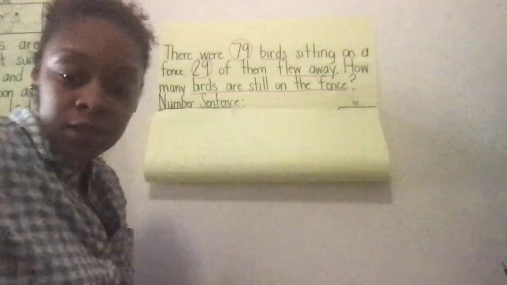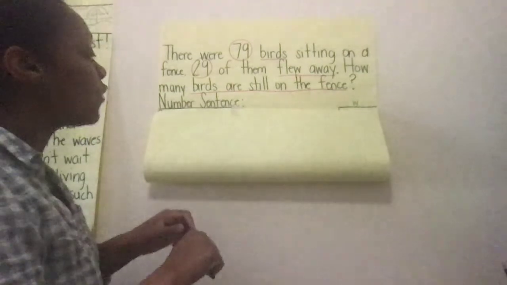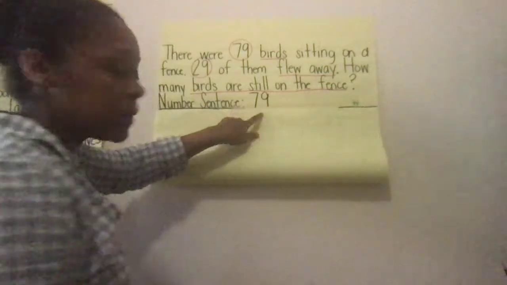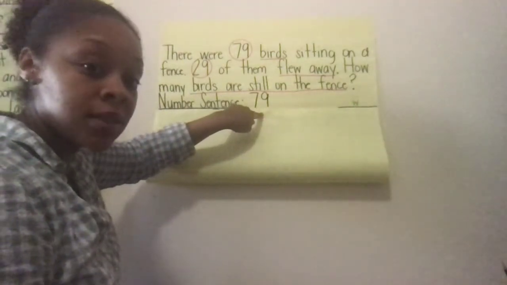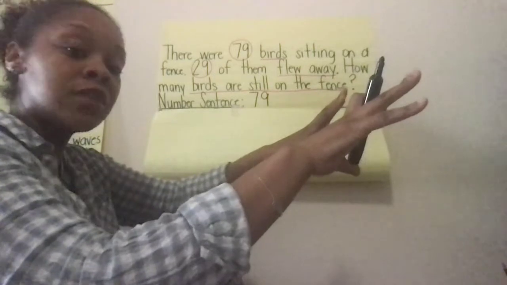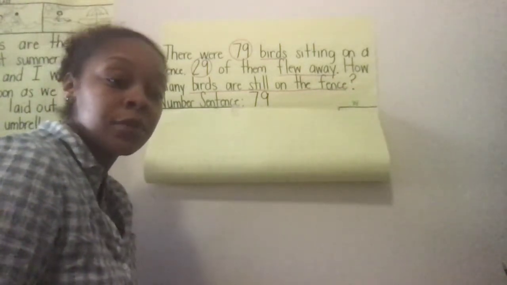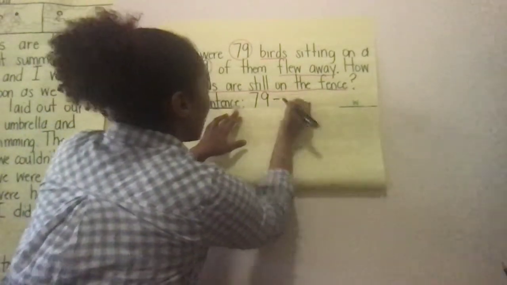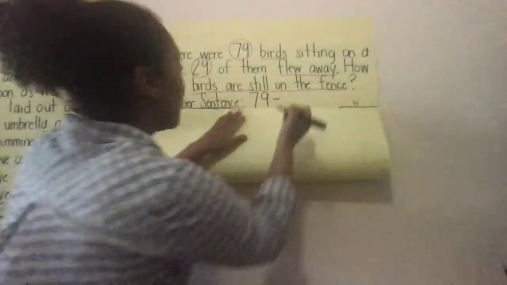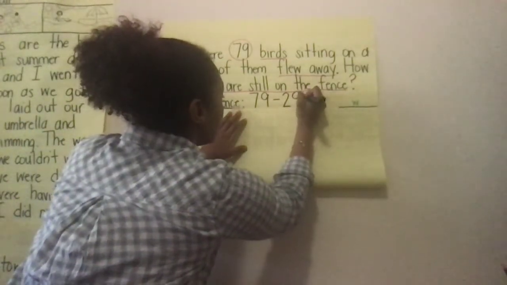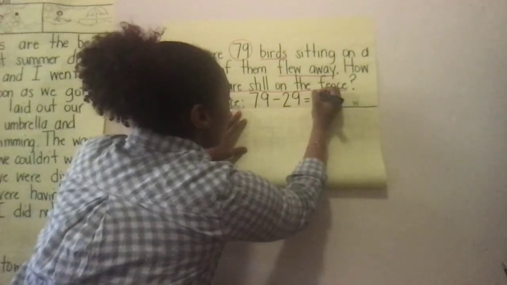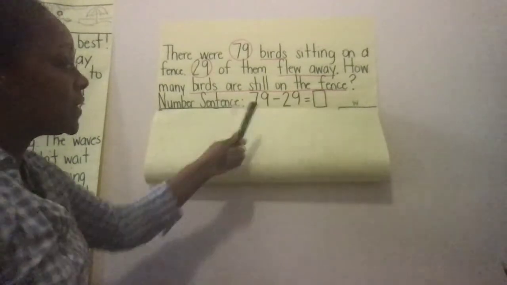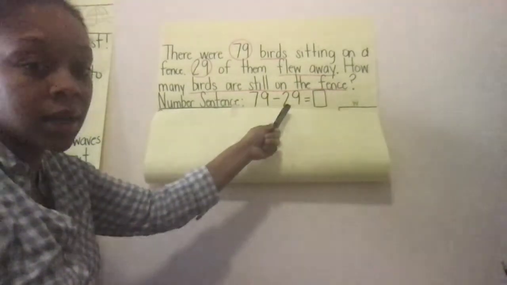So if you wrote your number sentence, we know that at first there were 79 birds. So that's the first number of my number sentence. Then you said that the action was that they flew away. So if they flew away, that means that we're going to use the operation or the sign minus. And how many birds flew away? It says 29. So that means that we have to solve for the unknown. So your number sentence should have read 79 minus 29 equals blank.